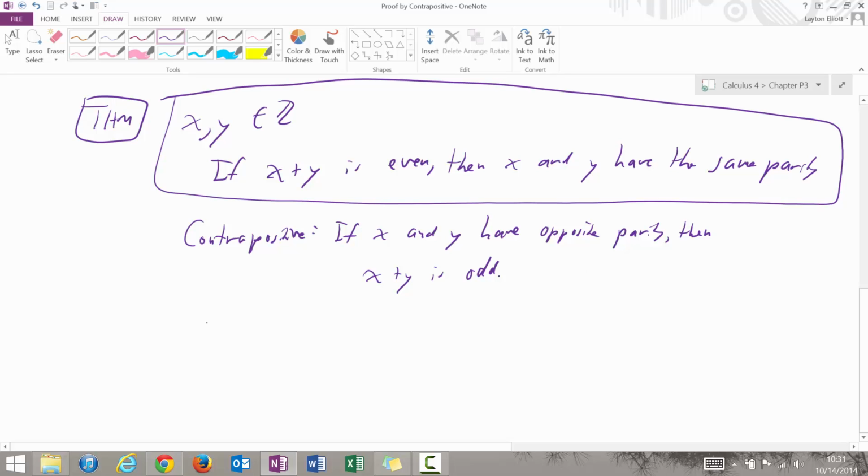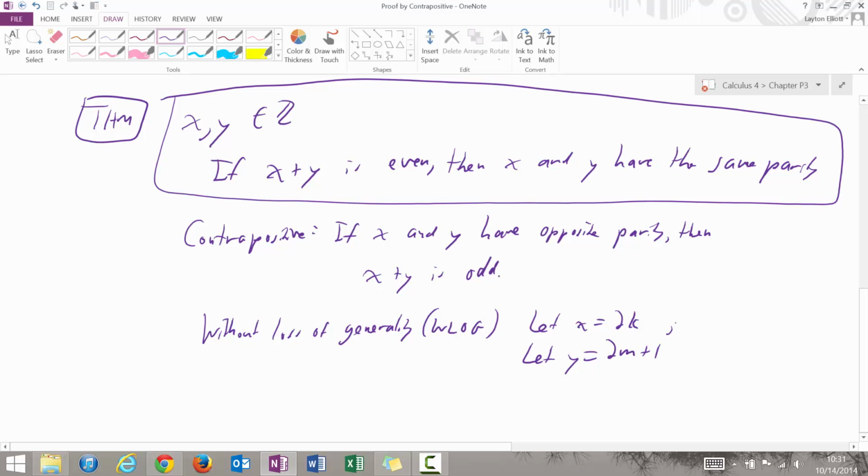Another thing I'm going to write is this statement, without loss of generality, which is abbreviated in math terms WLOG. Without loss of generality, let x equal 2k and let y equal 2m plus 1, for some k that's an element of the integers, and for some m that's an element of the integers. Now, what does without loss of generality mean here? It means that x and y could be switched, that I could have y equal to 2k and x equal to 2m plus 1.